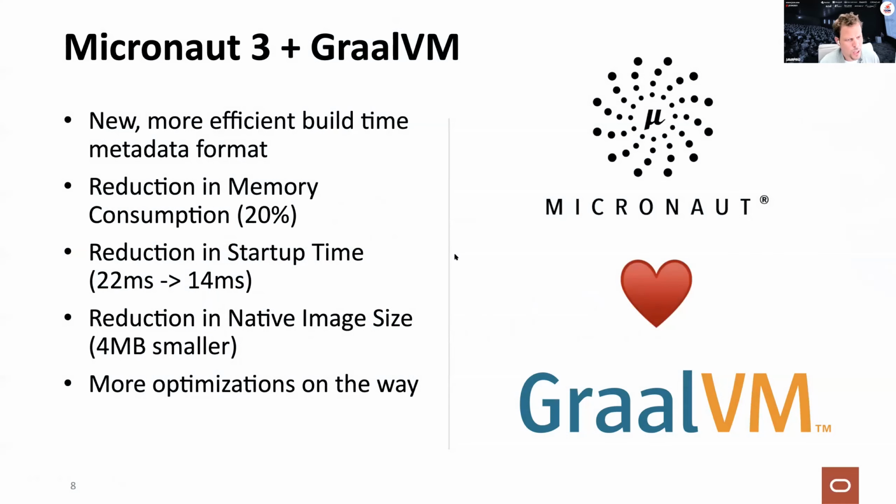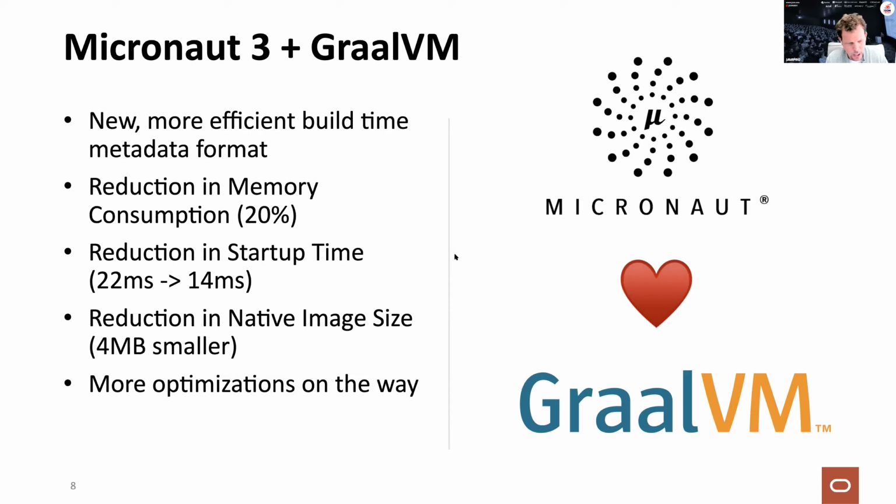So in terms of Micronaut 3 plus Graal, you'll see that we have a more efficient build time metadata format that is able to, in comparison with Micronaut 2, reduce memory consumption by 20% and drop startup time. So in a hello world, it goes down from 22 to 14 milliseconds with Micronaut 3, and a reduction in native image size. And throughout the course of the Micronaut 3 releases coming up in the next few months, we will be doing more and more optimizations to further reduce these numbers.